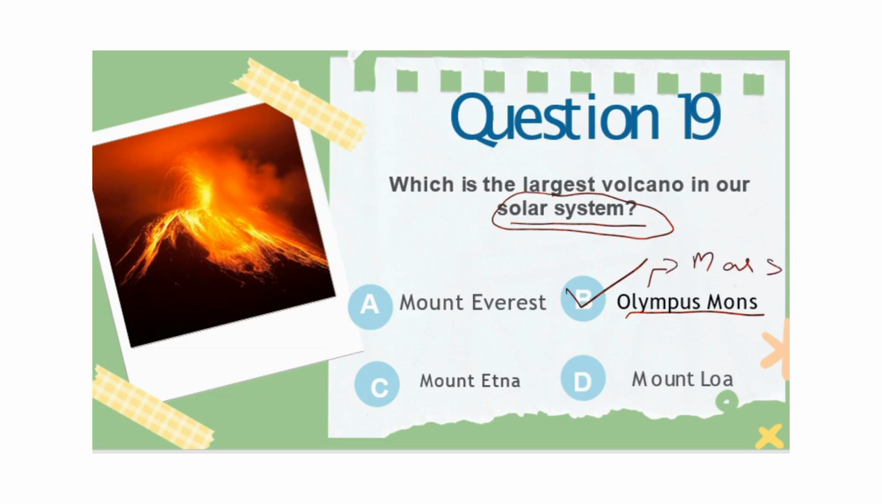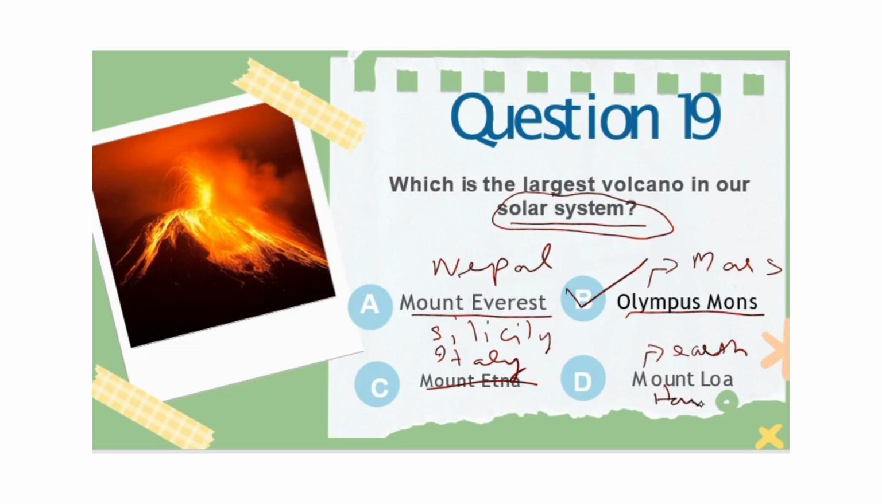Okay. So Mount Everest, if we talk about the first option, it is the highest peak located in the country of Nepal. Mount Etna is one of the most active volcanoes and it is located in Sicily, Italy. And Mauna Loa, it is one of the largest volcanoes of the earth. So Mauna Loa is the largest volcano of the earth situated in Hawaii Island. So the largest volcano of the earth is Mauna Loa and of the solar system is Olympus Mons. Now let us move to the next question.